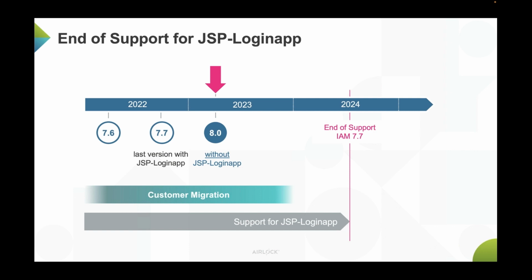For the timeline, it is planned that, as always, the release is supported for 21 months, which means that the last release containing the JSP-Loginapp, 7.7, is supported until the middle of next year. So if you're still on the JSP-Loginapp, then it's definitely time to plan a migration to the new Loginapp.